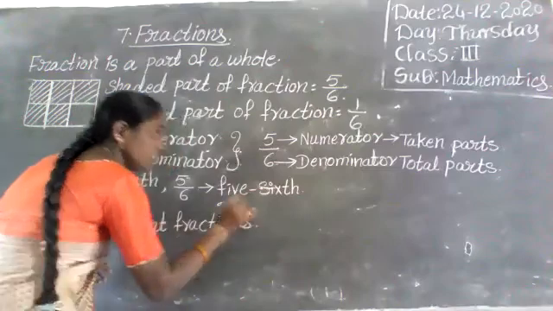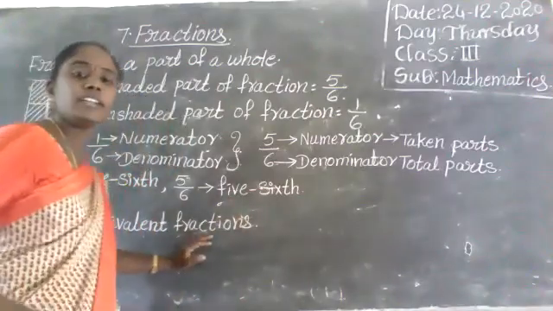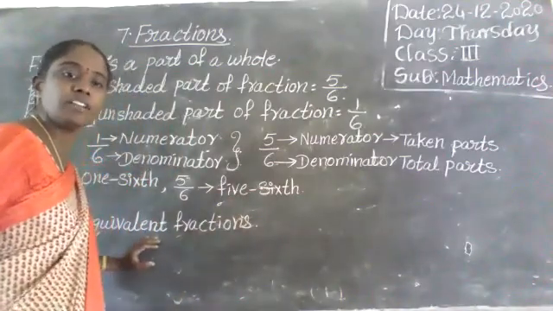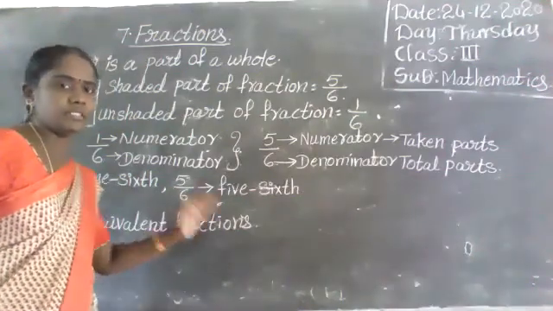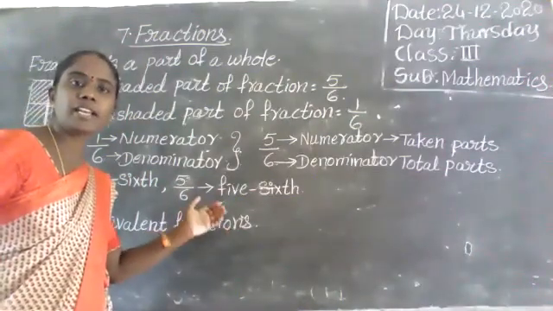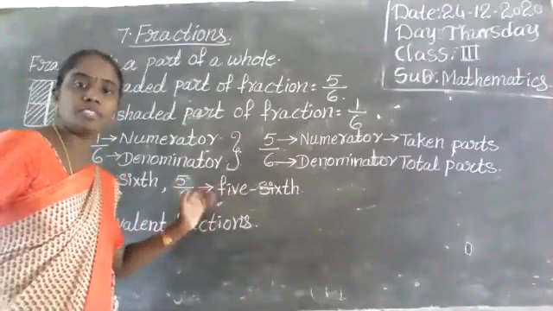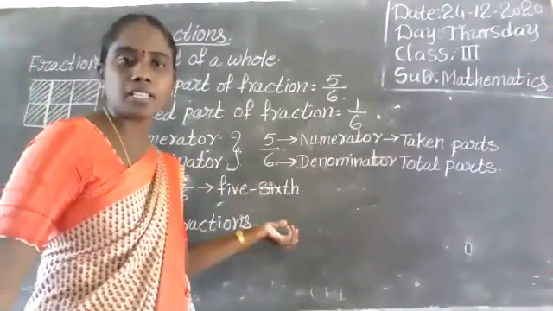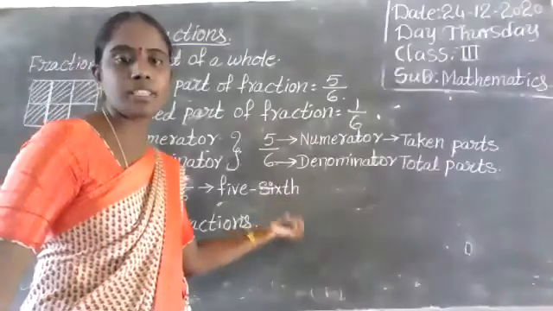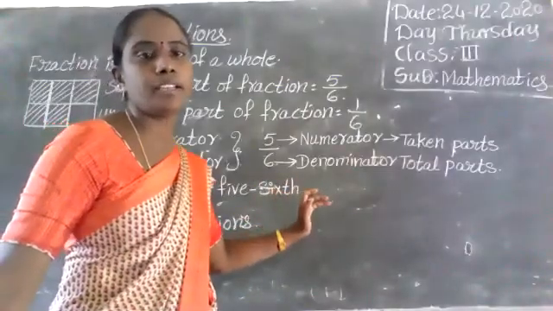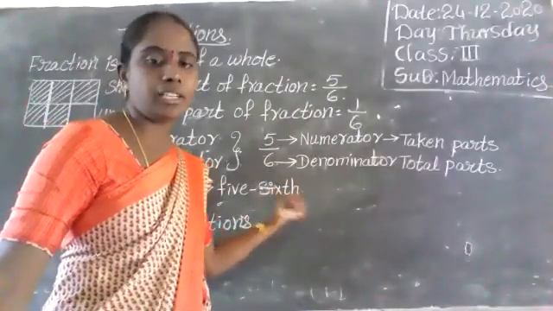3 by 5 equivalent fractions. How can we write equivalent fractions? First, what is an equivalent fraction? With division and with multiplication, we can write equivalent fractions. With multiplication, you have to multiply by the same number in the numerator and denominator. Then we get an equivalent fraction.